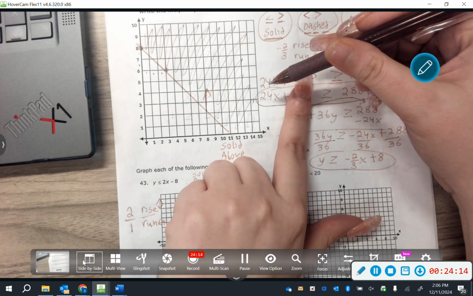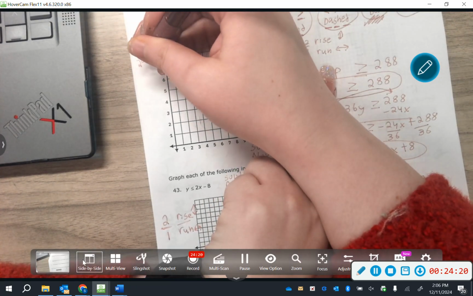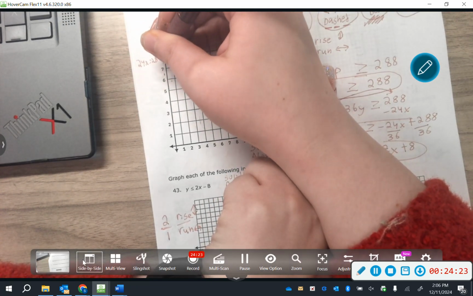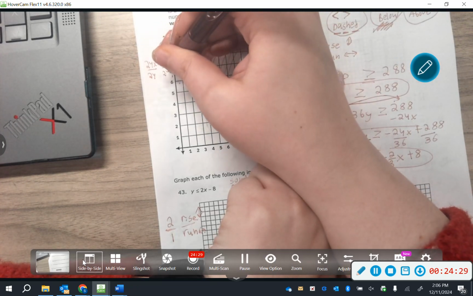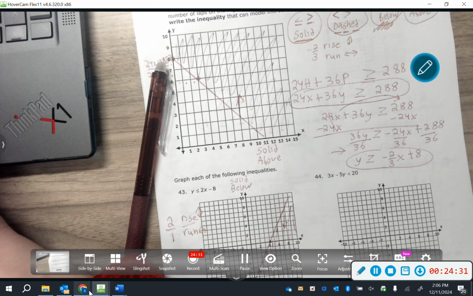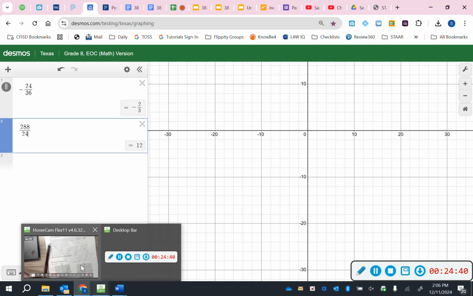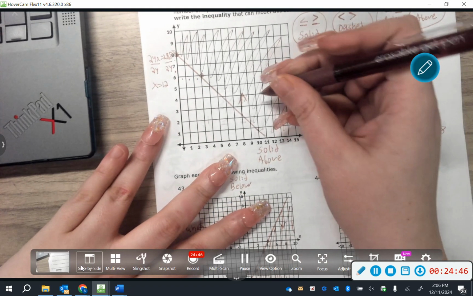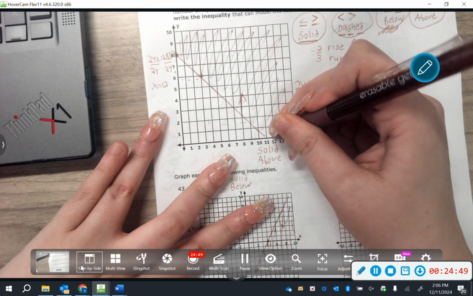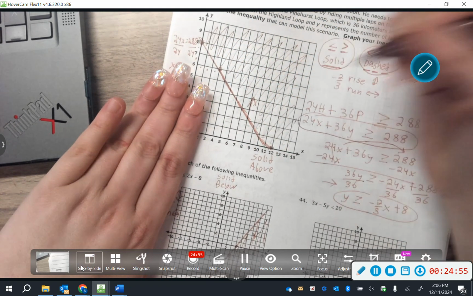If I cover this up, I have 24x equals 288. I'm going to write that over here. 24x equals 288. If I'm solving for x, we're going to divide both sides by 24. What is 288 divided by 24? 288 divided by 24 is 12. So x equals 12. That means I should have an x-intercept at 12. That just shows how off my line was. So pretend my line actually hit the x-axis at 12, yeah?